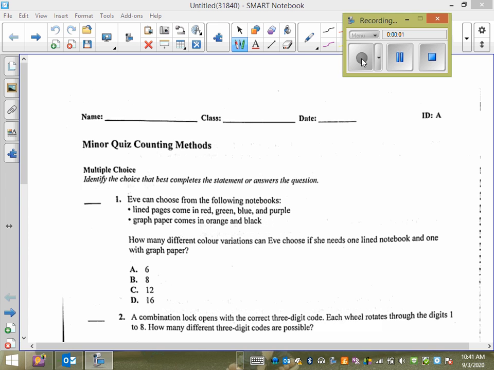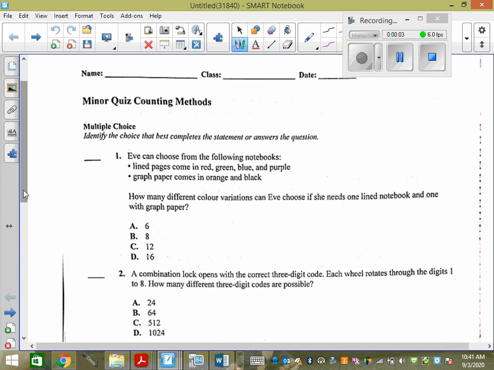Okay, number 1: Eve can choose from the following notebooks. Lined pages come in red, green, blue, and purple. Graph paper comes in orange and black. How many different color variations can Eve choose if she needs 1 lined notebook and 1 graph paper?